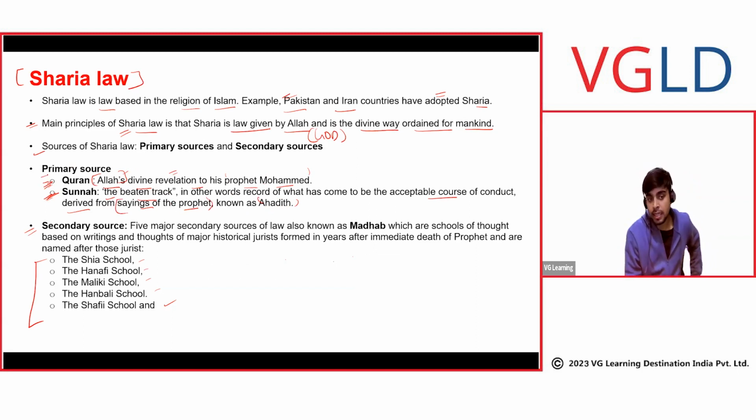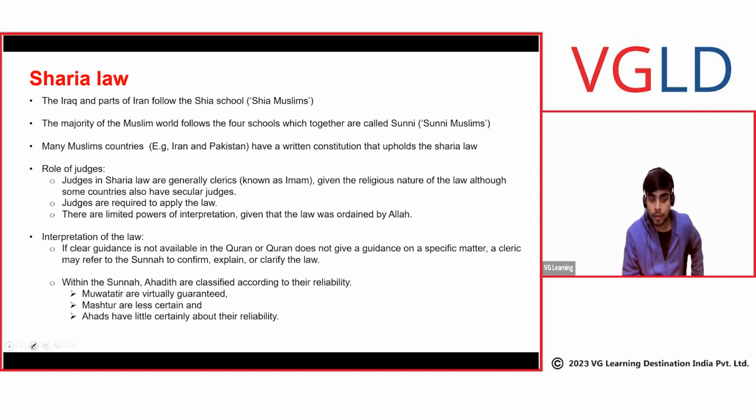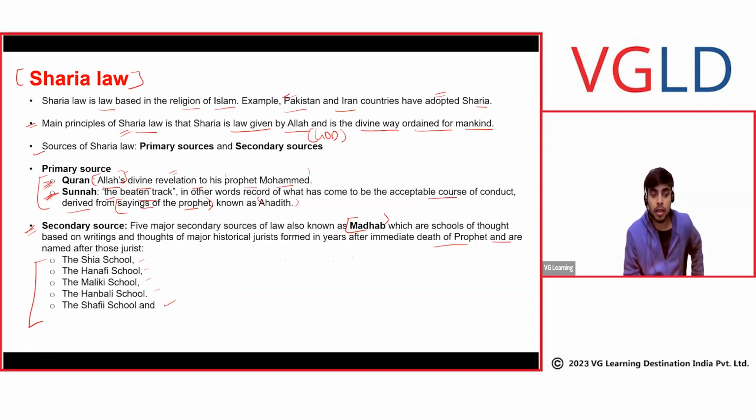Okay, so these are the two sources, Quran and Sunnah. Now, the secondary sources for the Sharia law are also known as madhab. These madhab, after the death of the Prophet Muhammad, were schools of thought based on the writing and thoughts of major historical jurists.